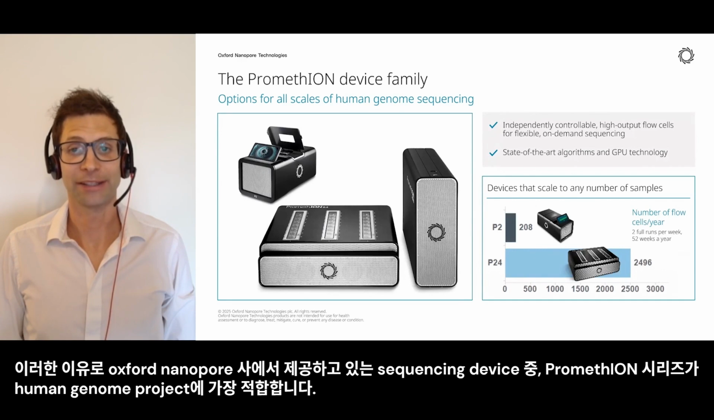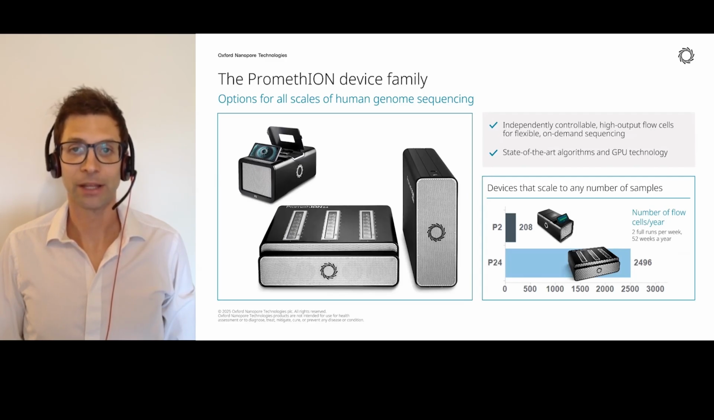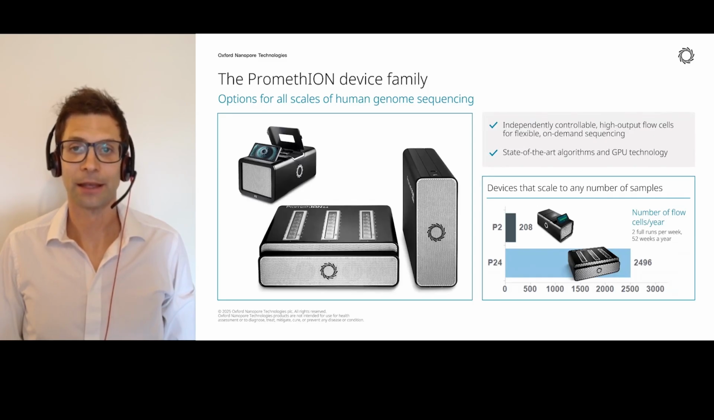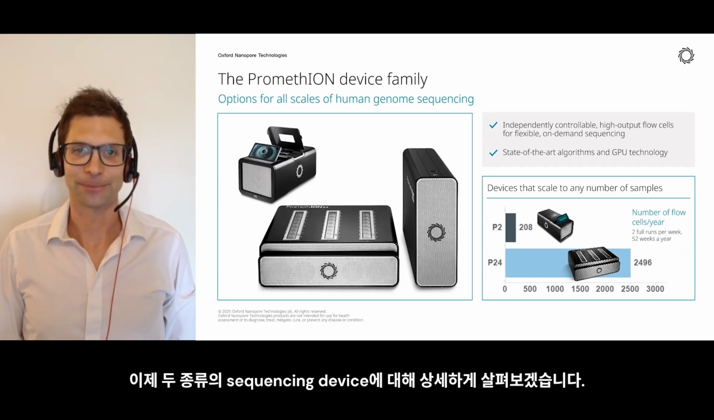And this is why the PromethION family of Oxford Nanopore sequencing devices is best suited for human genome projects. Both of the devices shown in this slide, the PromethION 2 integrated in the top left and PromethION 24 at the bottom, allow independent control of the PromethION flow cells and include high-end GPUs for data processing in real time. They also offer the possibility to run the downstream analysis directly on the device. The major difference in choosing between them comes down to the number of flow cells you need to run. And this is where the second layer of scalability comes in. Let's look at each of these devices in more detail.